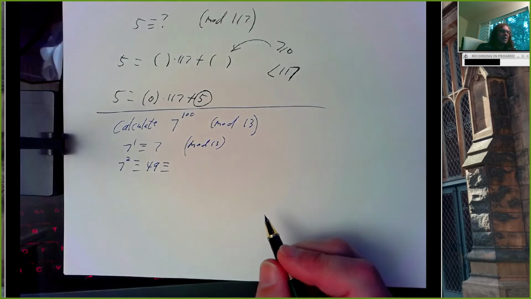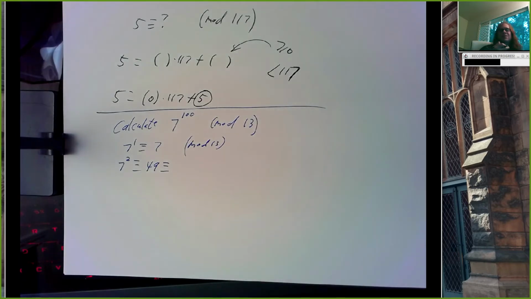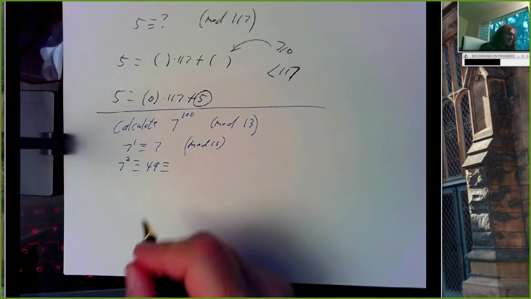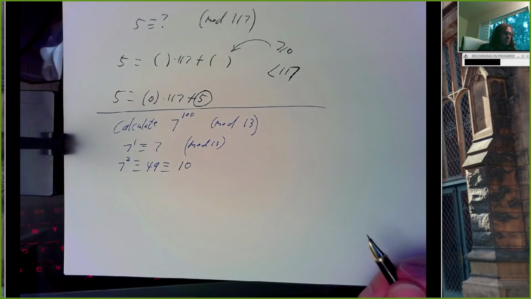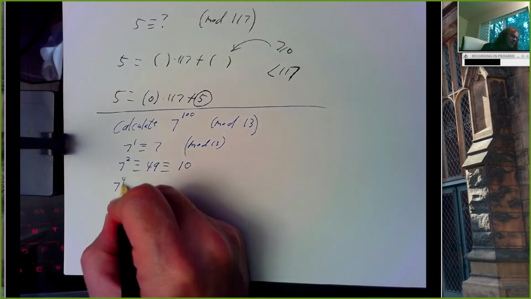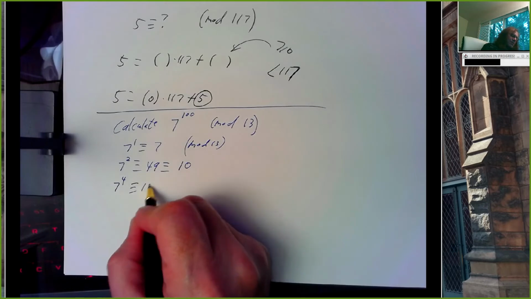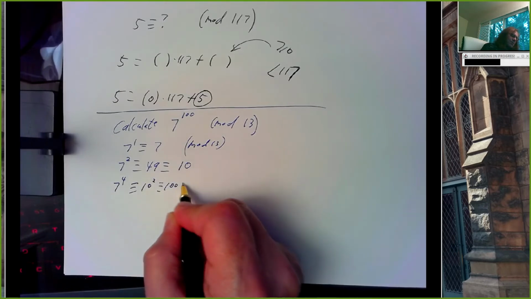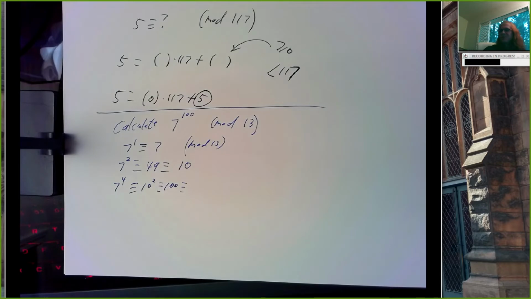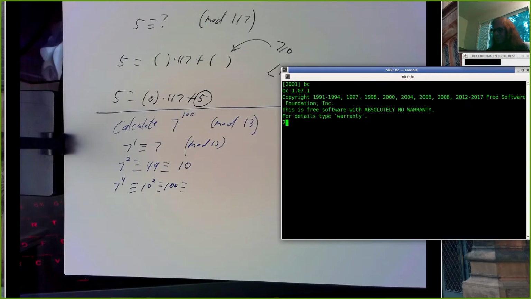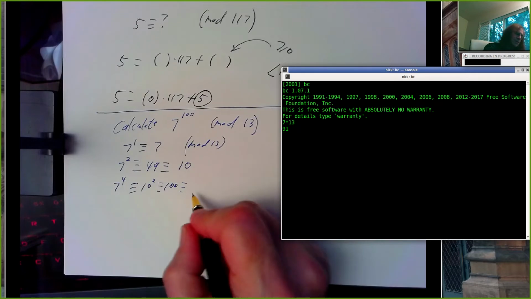And 49 mod 13, so we've done question 1. We're good at finding these moduli, right? 13 times 3 is 39. So 49 has 10 left over. I'm going to square both sides and say 7 to the 4th is congruent to 10 squared, which is 100, which is, maybe I'm not so good at modular math, I think that's 9 more than 91. But let's cheat. 7 times 13 is 91, so 100 is 9 more than that, so this is congruent to 9.